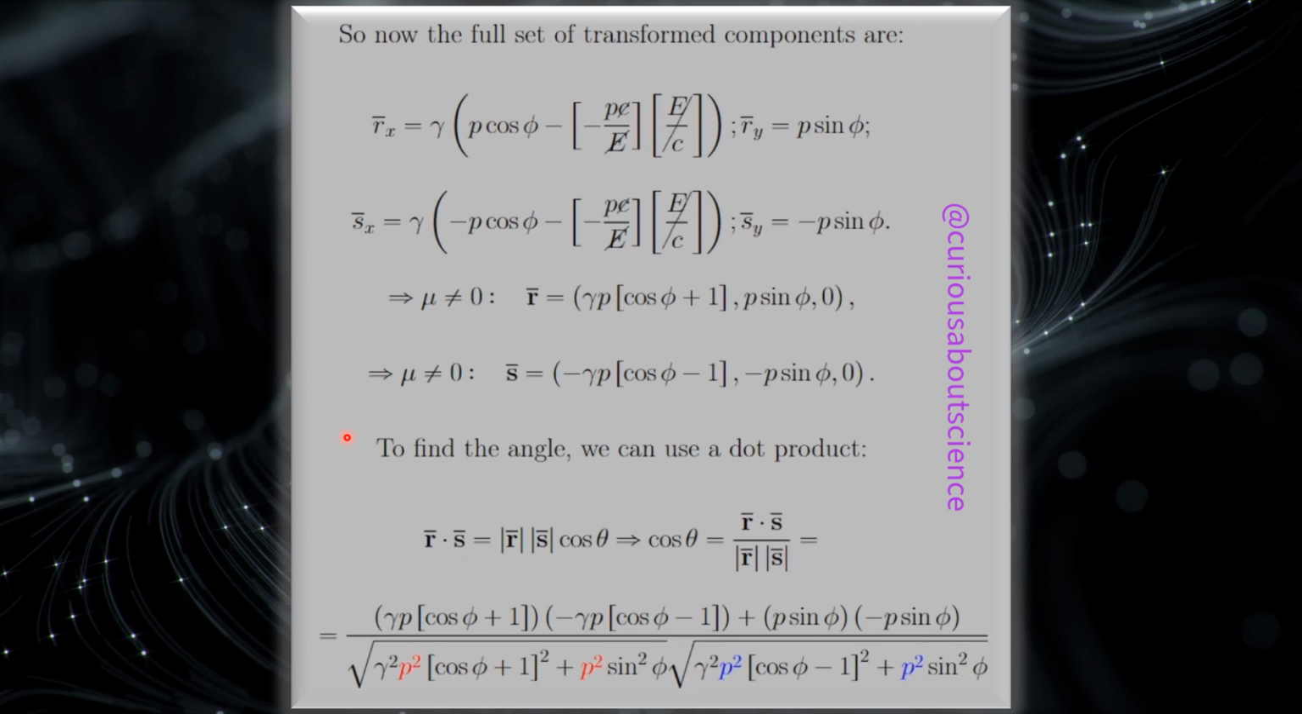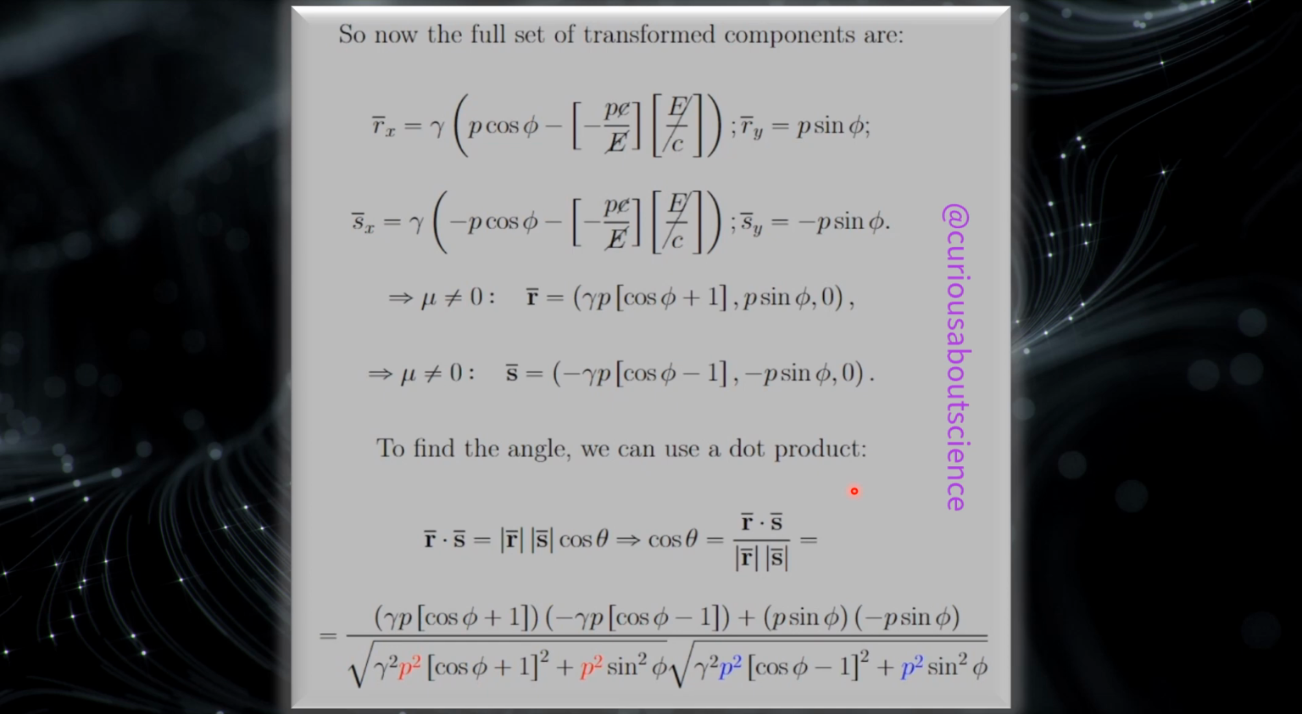What we know about the bar system here is that if we want to find the angle in the lab frame, we simply take the dot product. And that's why we have r bar dot s bar gives us the magnitude r, magnitude s times cosine. Solve it for cosine. We've seen this a million times.